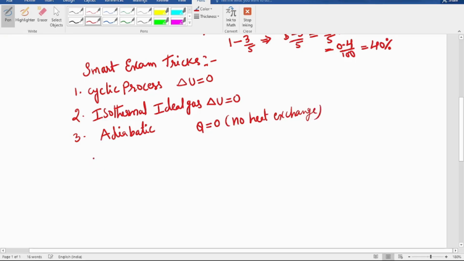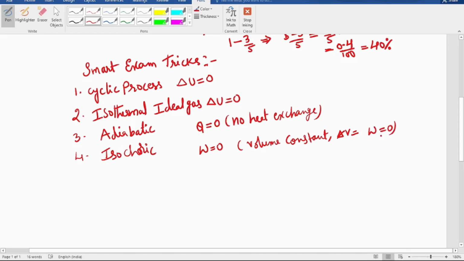The fourth one is isochoric. What is meant by isochoric? Here the volume remains the same. Whenever the volume is constant, there is no effect on the volume, so automatically the work done will become 0, meaning no work.